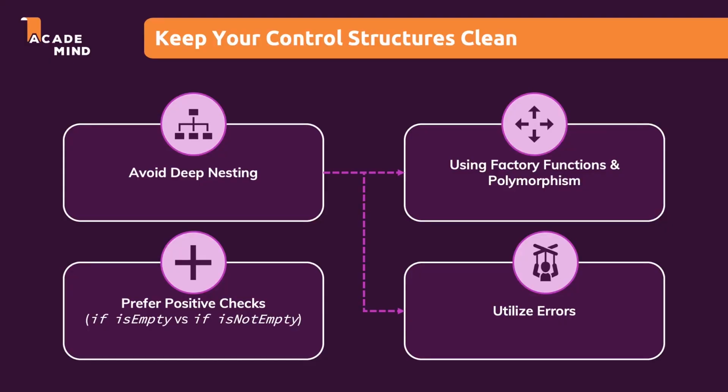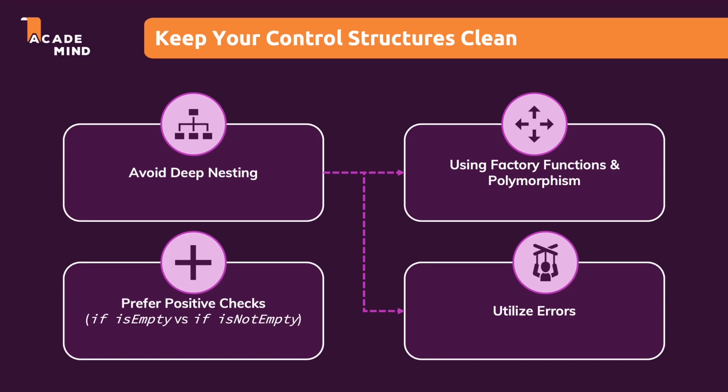Now let's come back to this problem of having some duplicated code and having all these extra checks for whether something is a payment or a refund. We can solve this problem by utilizing factory functions and polymorphism. And for that, of course, we need to understand what a factory function is and what polymorphism is.